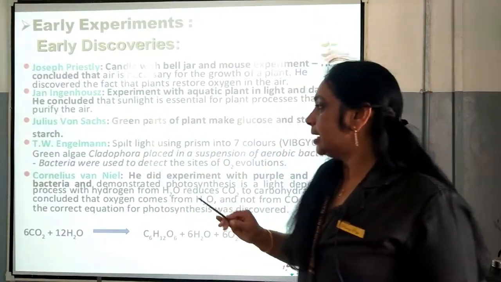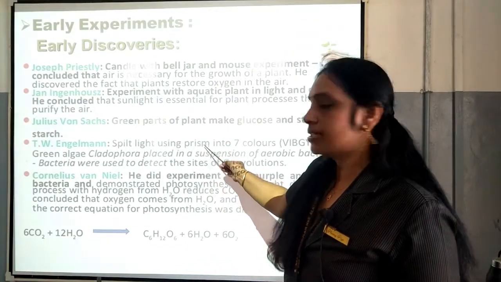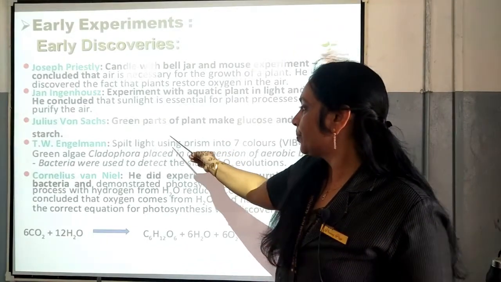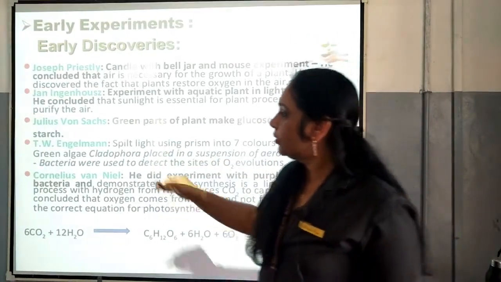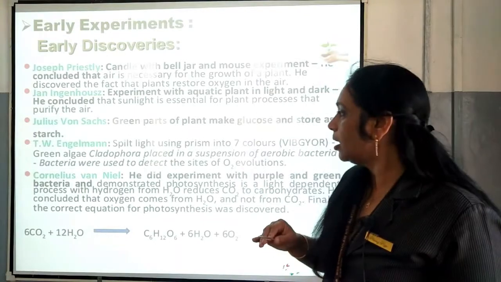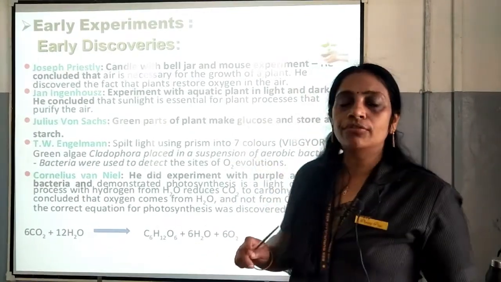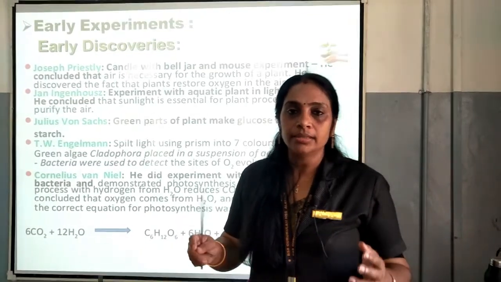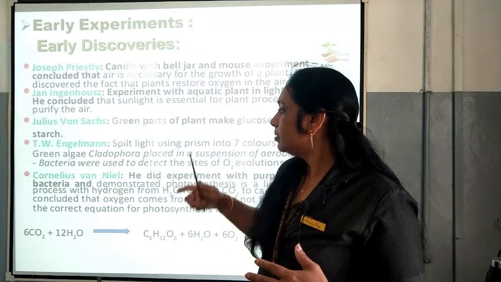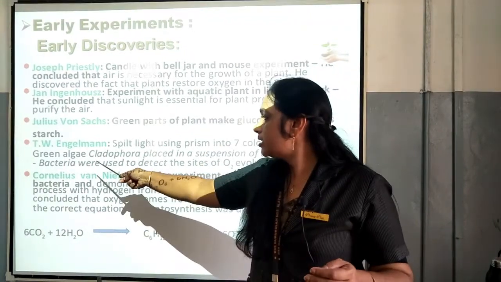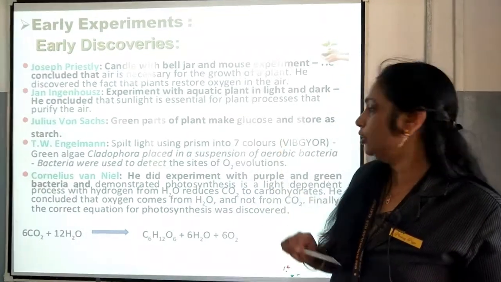What Engelmann did in the experiment: he took light using a prism and this light was split into 7 colors, and he also took green algae Cladophora, and this green algae was placed in the suspension of aerobic bacteria, and later on he found that bacteria were used to detect the signs of O2 evolution.